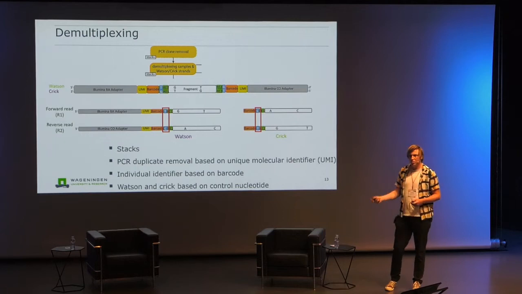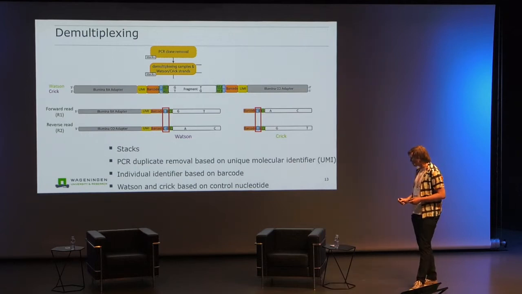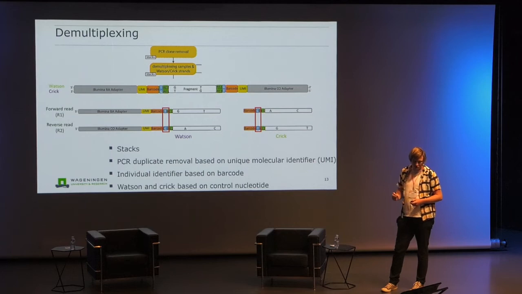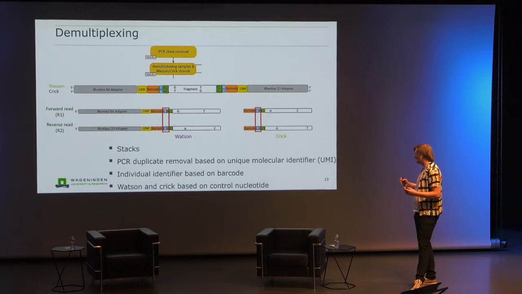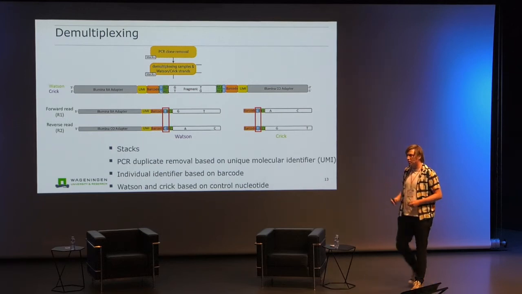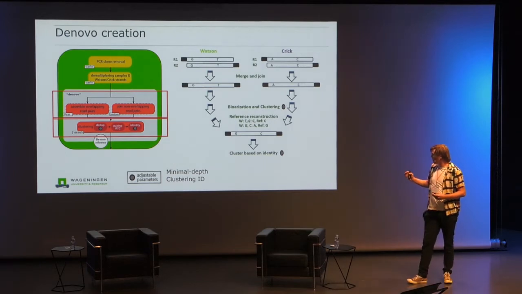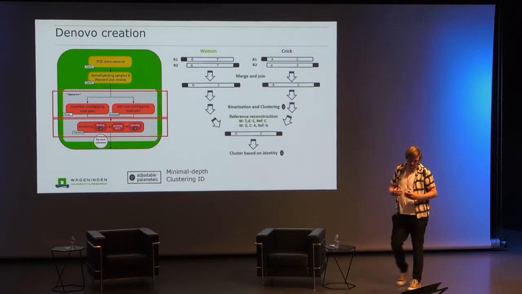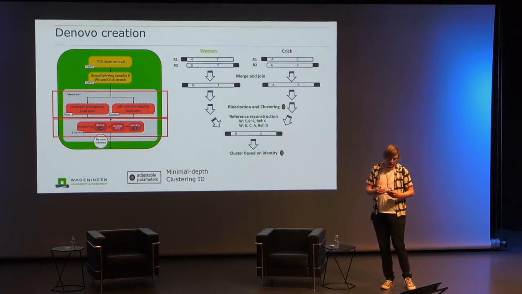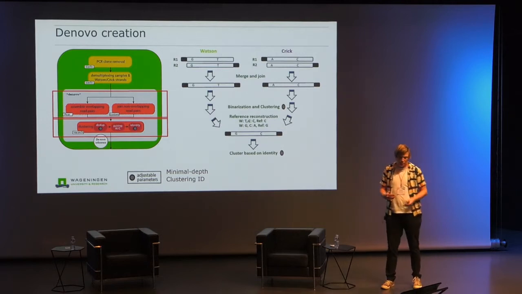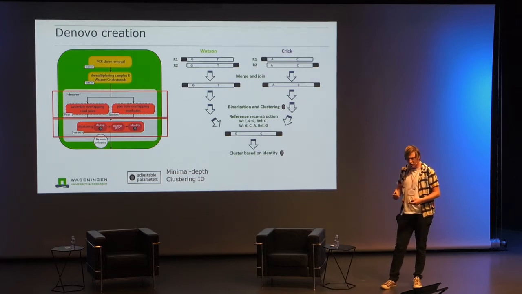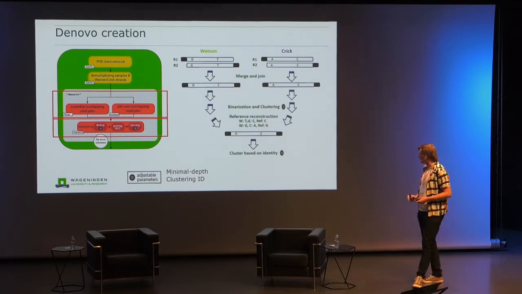Then there's the barcode, which is an identifier for each individual. And then there is a control nucleotide which allows us to differentiate between Watson and Crick and allows us to create the de novo genome. For the de novo creation, first the Watson and Crick R1s and R2s are combined. Then we make all of these reads binary. They are deduplicated. And then from these deduplicated binary reads, we reconstruct the reference based on the information that we have on the Watson and Crick reads.